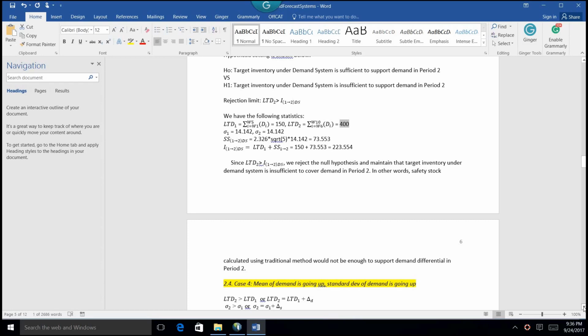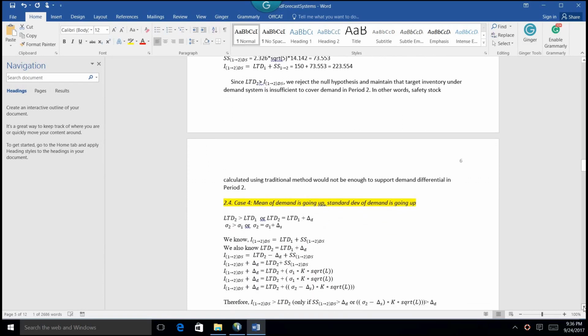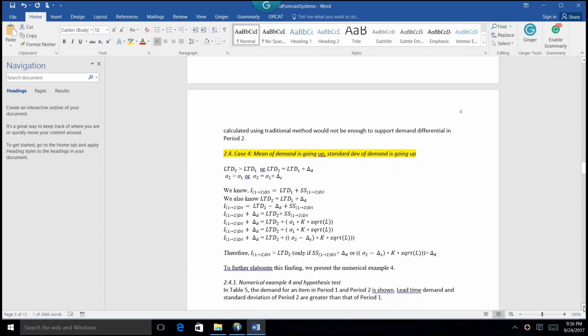In other words, safety stock calculated using traditional method may not be enough to support demand differential in period 2. So this means that you need to bump up your safety stock. Okay. Now case number 4.